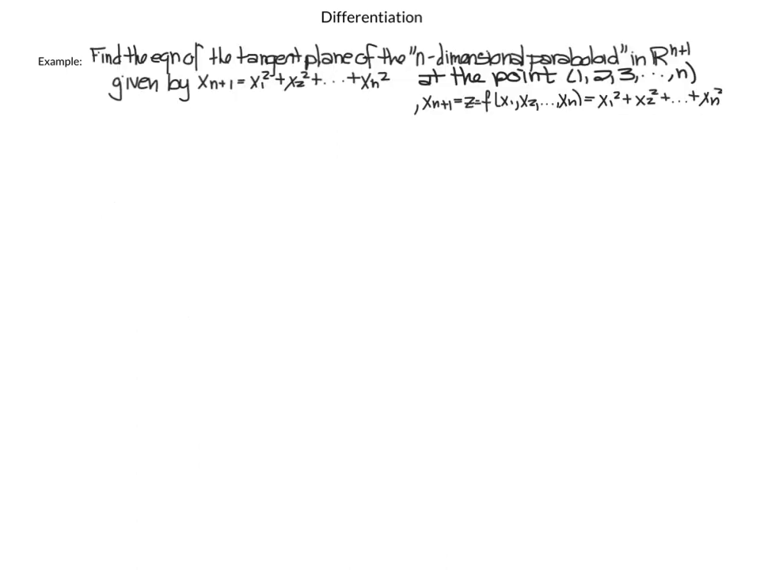This next problem is to find the equation of the tangent plane of the n-dimensional paraboloid in R^(n+1) given by x_(n+1) equals x1 squared plus x2 squared up to xn squared at the point (1, 2, 3, up to n). And just to note, because this notation is a little different, this x_(n+1) sort of plays the role of z.